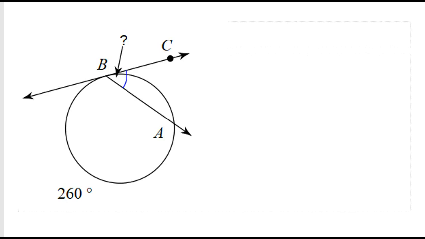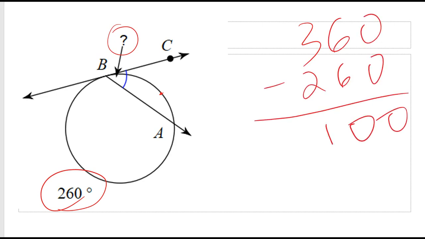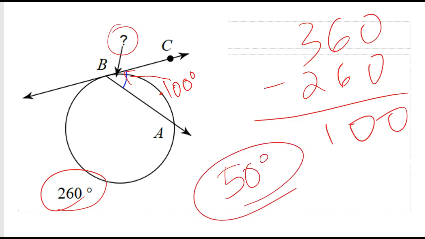Alright, this is a similar problem to what we just did. We have 260 over here, but in order to find the question mark, I need this arc measurement over here. So if I got 260, that means I take 360 minus 260, I get 100. So this is 100 degrees. To go from big to small, I once again divide by 2, so my answer to this one is 50. That's half of 100. So remember, we're using the concept that the whole circle is 360. There's this arc over here, and this little arc over here. Those two have to add up to 360.